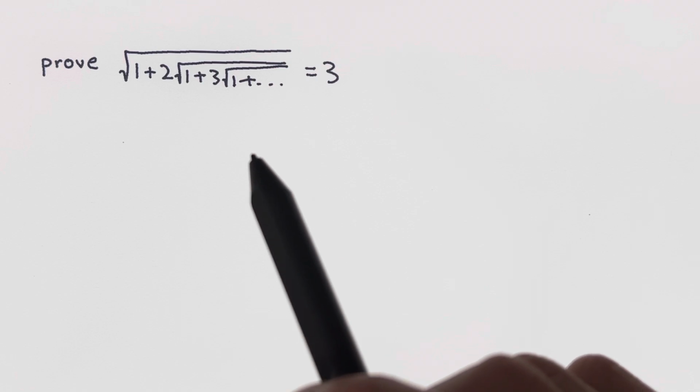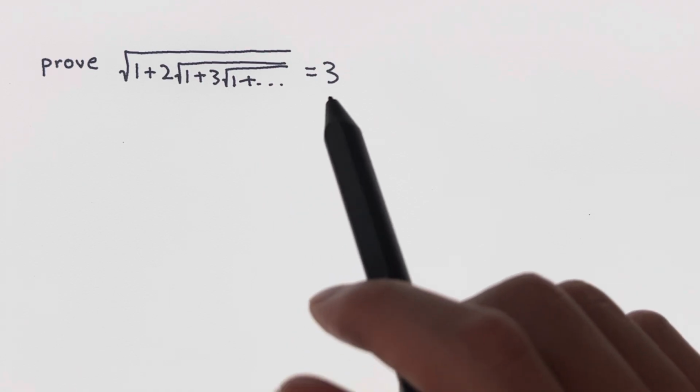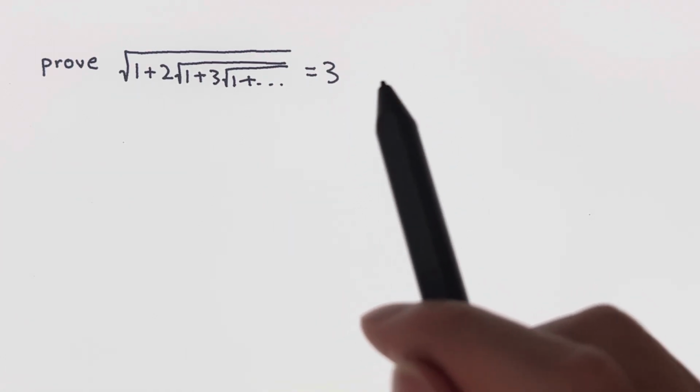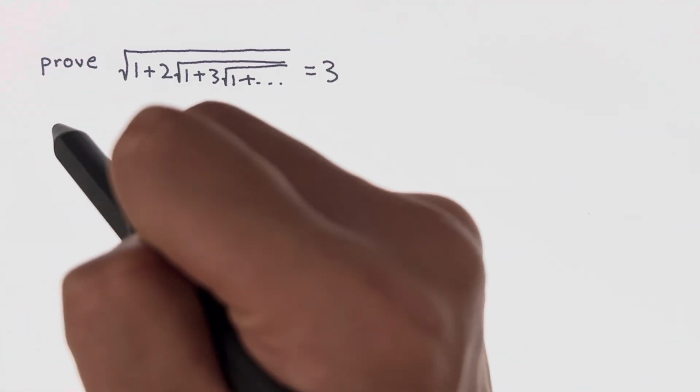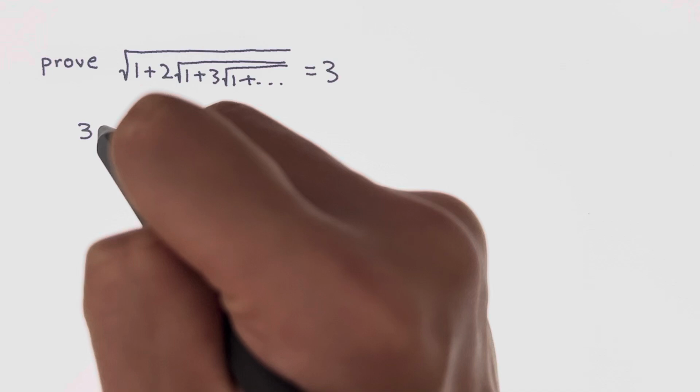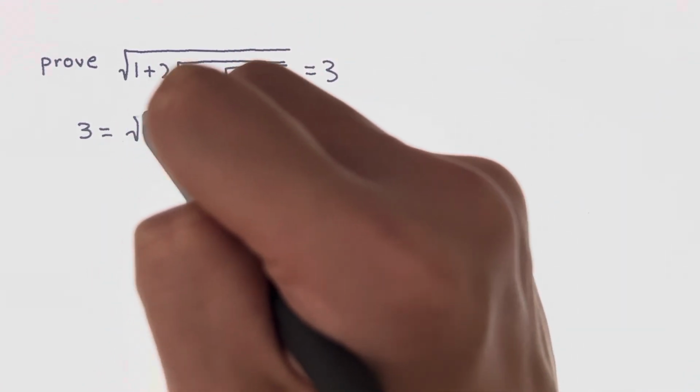Well, we can use the reverse way. Start from the right hand side, and then prove that it is the same as the left hand side. Why do we start with the right hand side? Well, 3 is just a number, so we can break down this number. We have square roots here, and we know that 3 is the square root of 9, right?